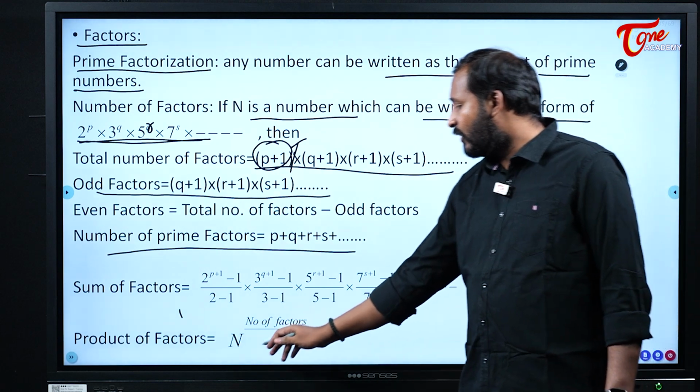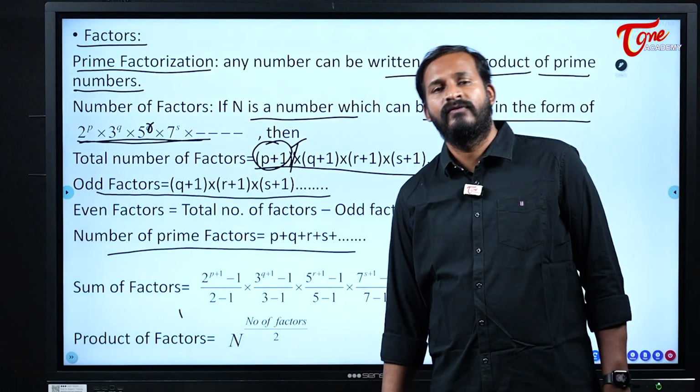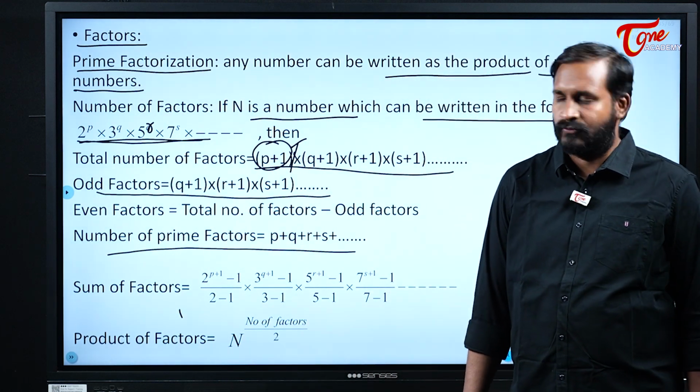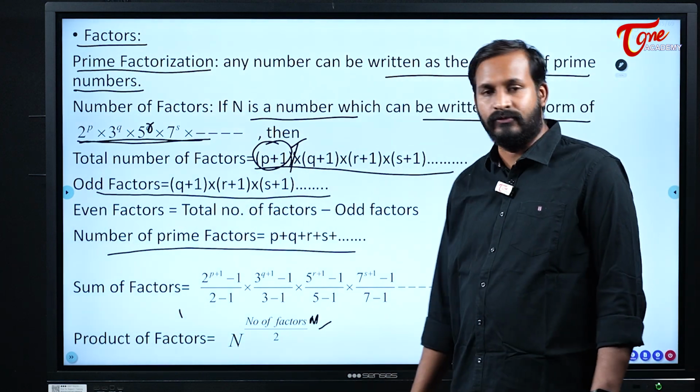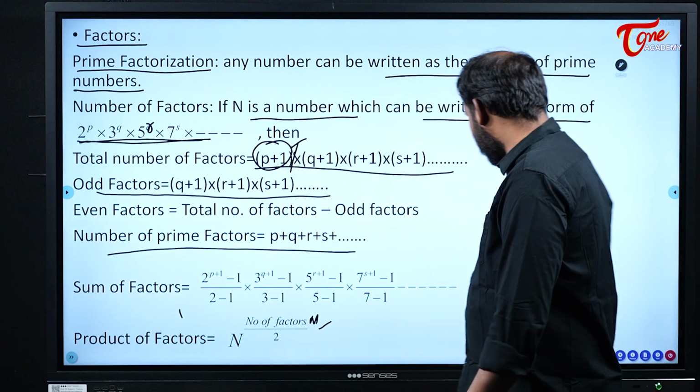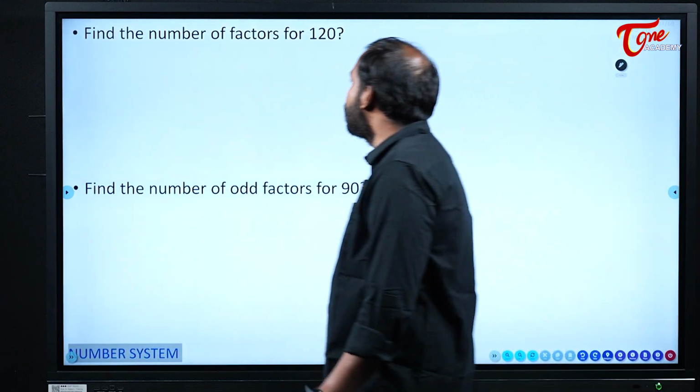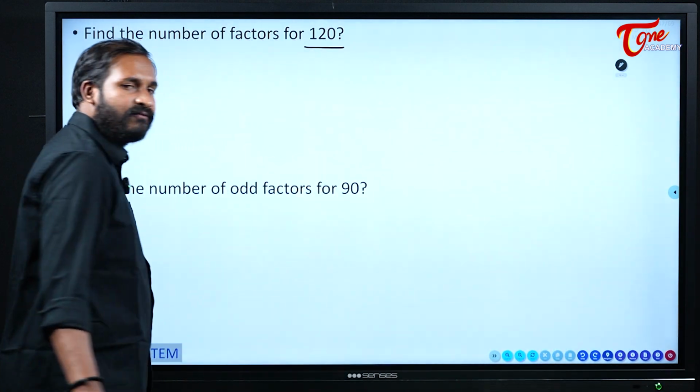Okay, next, the product of the factors is n to the power of (number of factors of n)/2. Right. Next, find the number of factors for 120.